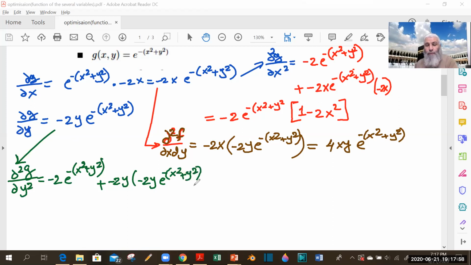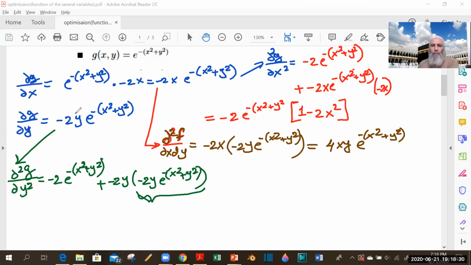Yes. The first part, like negative 2e power negative x squared plus y squared, I understood. But where did you get negative 2y multiplied? The derivative of the, plus the derivative of the second, this part. Multiply the first, which is negative 2y, right? So it's like derivative of inner multiply the whole, the previous one.